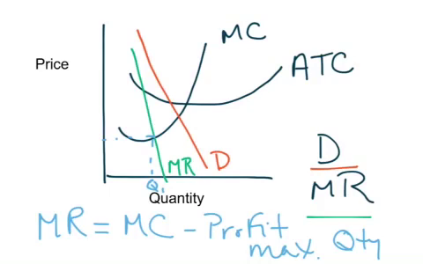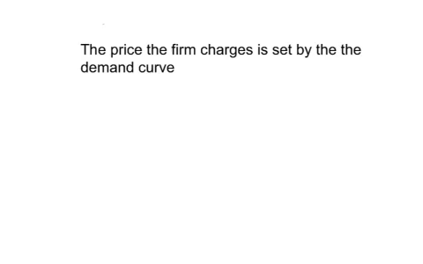Because if we look at P1, that's where marginal revenue equals marginal cost. That is not the price the monopolist charges. The monopolist charges the price which is set by the demand curve. So they go up to the demand curve, and the monopolist charges price 2. So I have it written here, the key point: the price the firm charges is set by the demand curve.